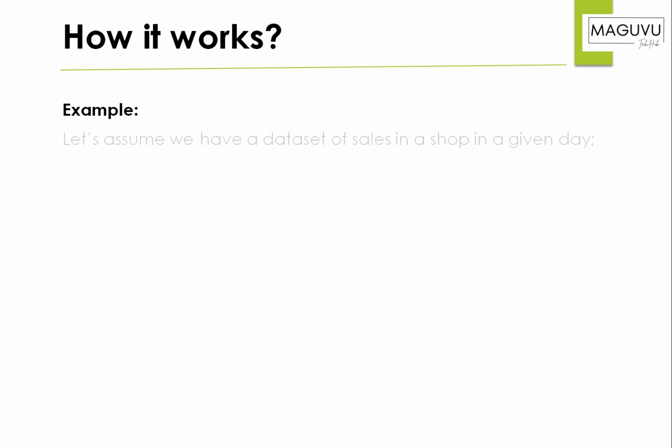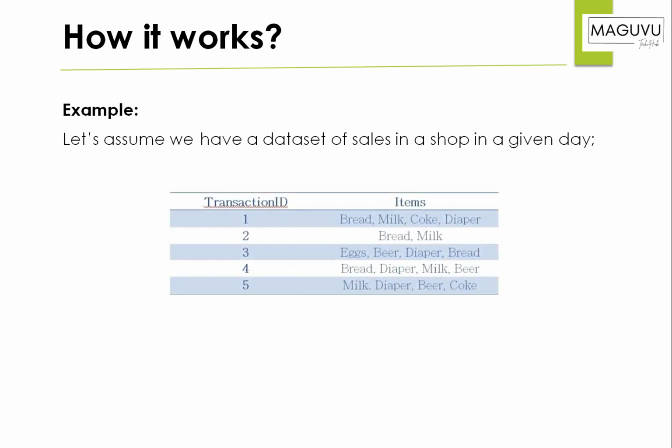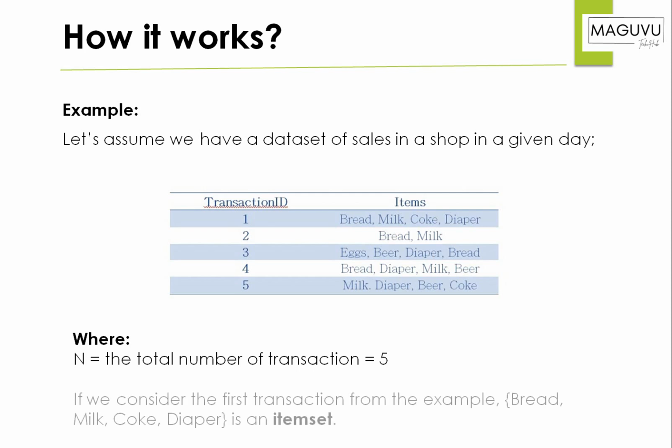Let's assume that we have a data set of sales in a shop on a certain day, and the table below illustrates the transactions, where we have 5 transactions and we have item sets. In this example, the number of transactions, which we can refer to as n, is 5. If we take the first transaction, then bread, milk, coke, and diaper can be referred to as an item set.